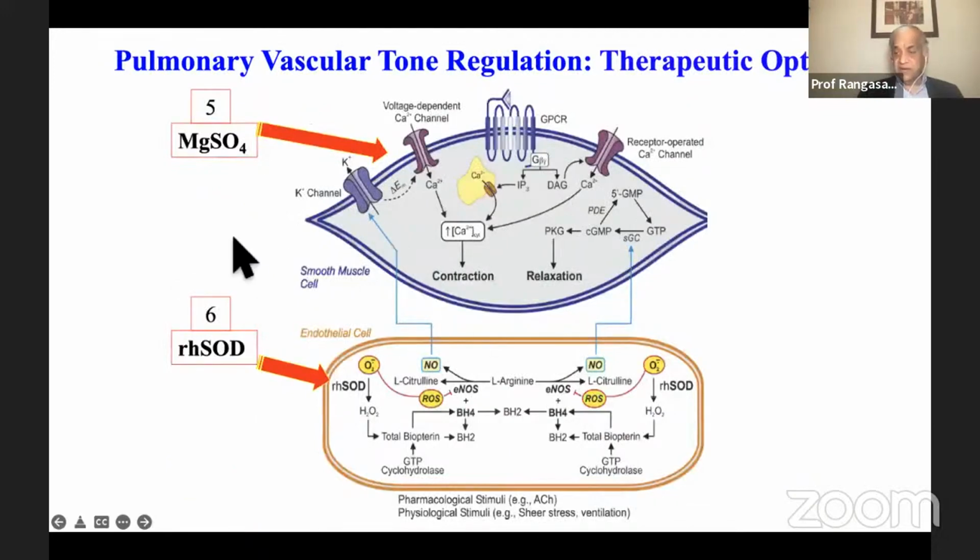The other things are magnesium sulfate, which again blocks the calcium channel and decreases the calcium concentration in the cell, and thereby causes vasodilation. Recombinant superoxide dismutase: when the babies are getting too much oxygen, they produce a lot of reactive oxygen species. If we can scavenge them with the recombinant SOD, you can improve hypoxemic respiratory failure. Again, we don't have a compound like that to use. Many years ago, we used recombinant SOD to prevent BPD, but unfortunately, it didn't make a difference.